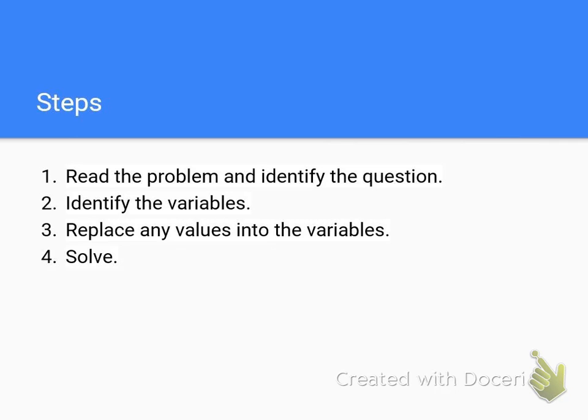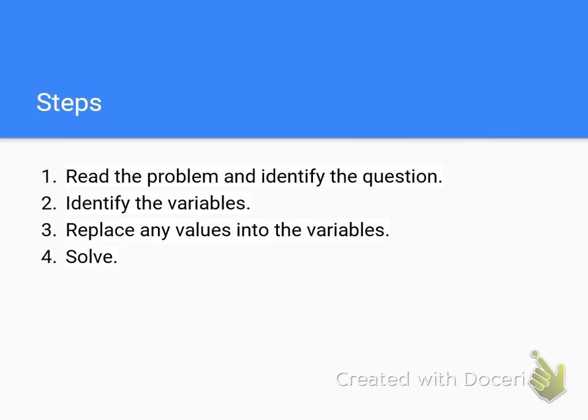So here are the steps. Like with any word problem, the first thing you want to do is read the entire problem and identify what they're really asking you to find. So figure out what the actual question is. Then you're going to identify the variables. So maybe instead of x and y, for example, they're using height and time. Okay, so time would be your x, and then the height might be the y.